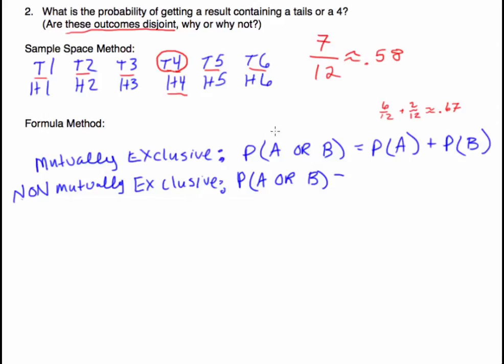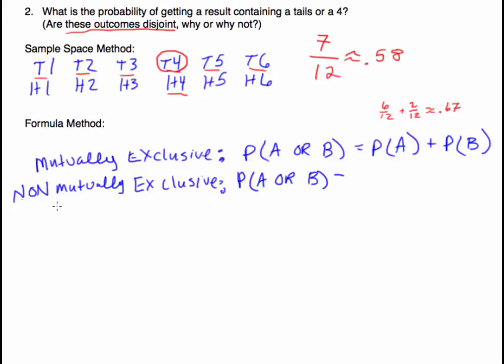Why is this formula for mutually exclusive giving us a different answer than the sample space method? The reason is that when we add 6/12 and 2/12, we are double counting. We are double counting this tails and 4, if you can see that. When we add up all the tails, there are 6. When we add up all the ones that are 4, there are 2. The issue is we are counting T4, tails and 4, 2 different times.